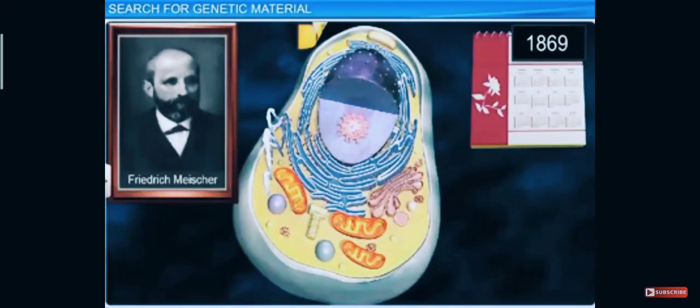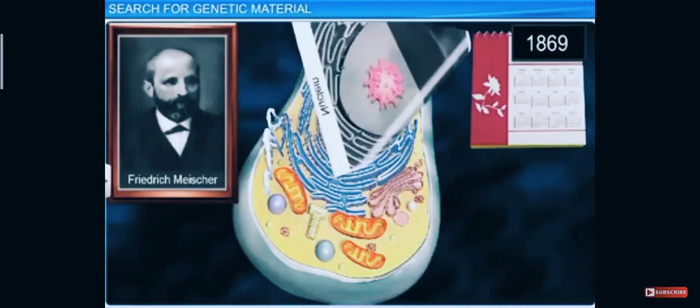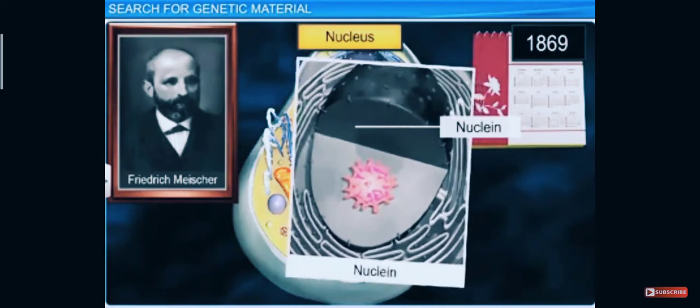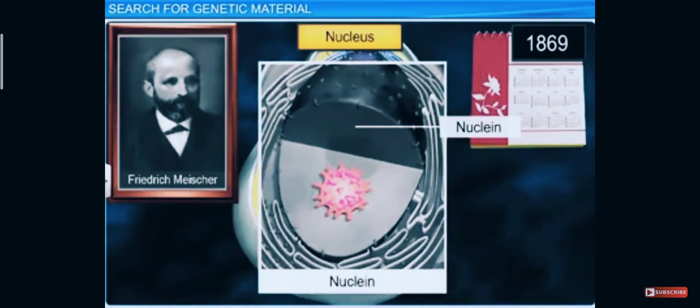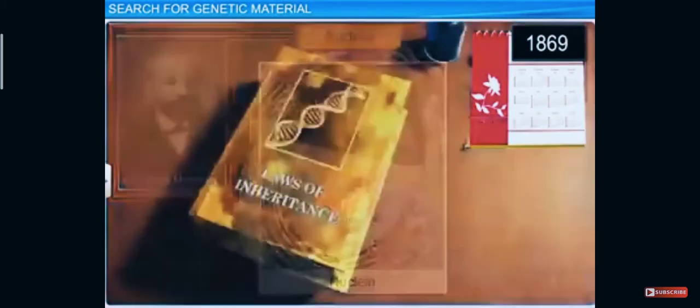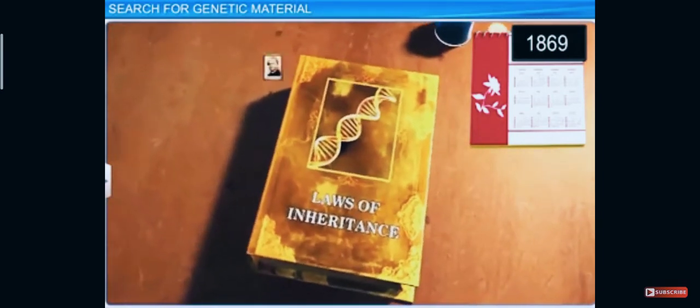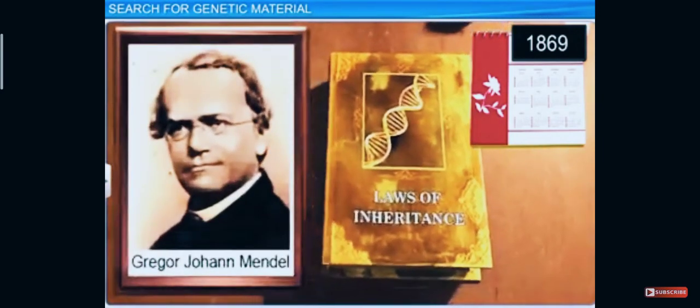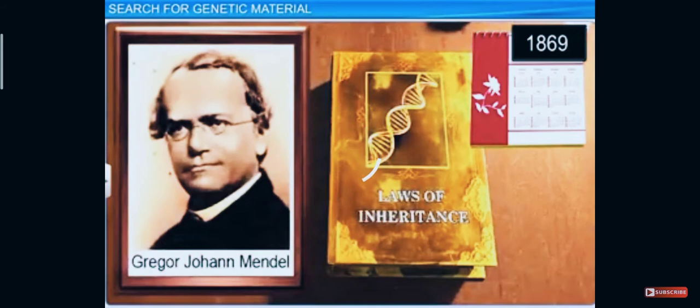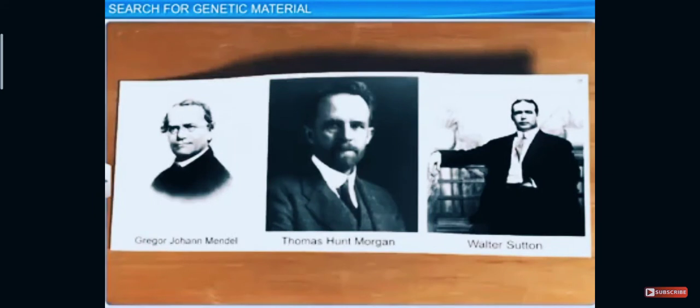acidic material from the nucleus of a cell and called it nuclein, now known as nucleic acids. Also around the same time, Gregor Mendel proposed the principles of inheritance.